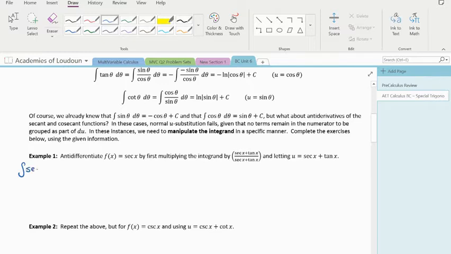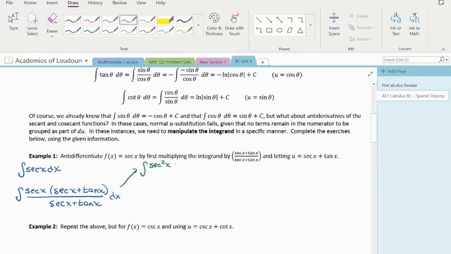So if we have the antiderivative of secant x dx, our first step is going to be to multiply by secant x plus tangent x over secant x plus tangent x. And this is just a fancy form of 1. So distributing, we then have the antiderivative of secant squared x plus secant x tangent x over secant x plus tangent x dx.